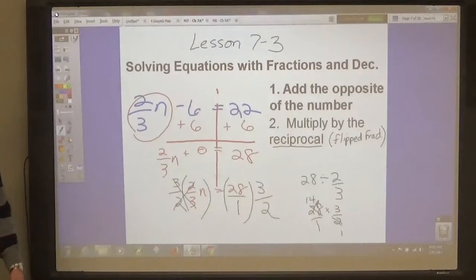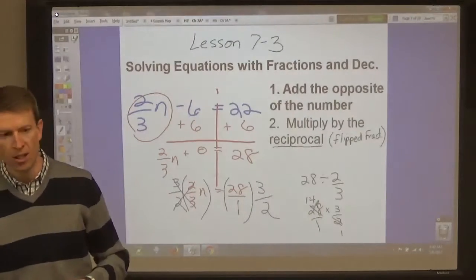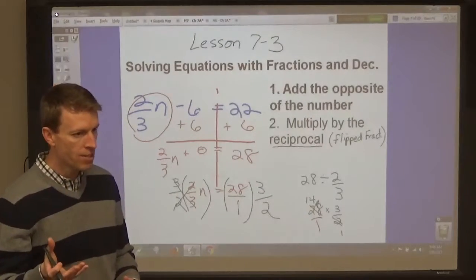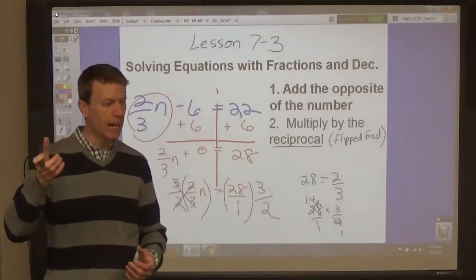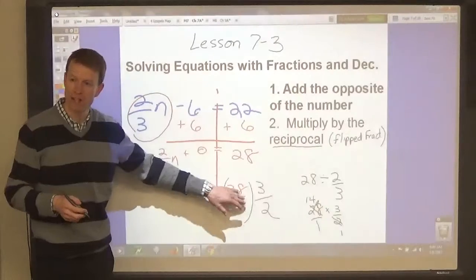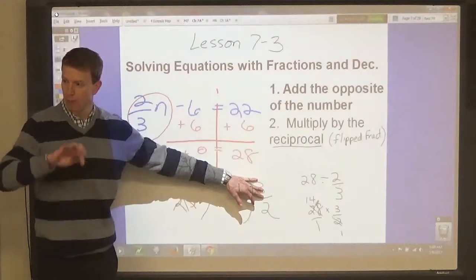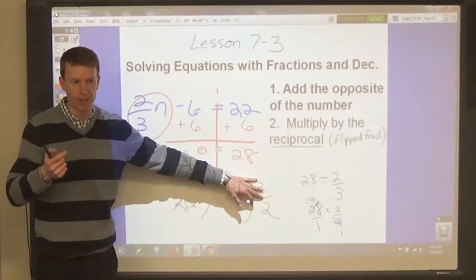Okay? So whenever you are dividing by a fraction, you just multiply by its reciprocal. Flip the second fraction. If you have fractions divided by fractions, you do the same thing. You flip the second fraction and multiply.